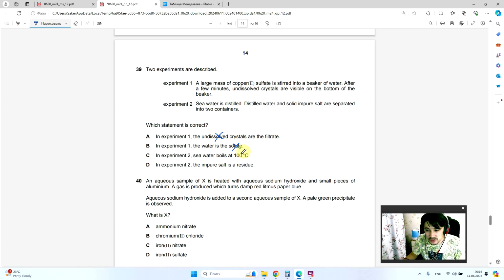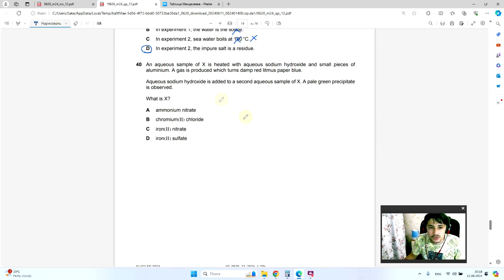Solute is a substance being dissolved. Experiment 2, seawater boils at 100 degrees Celsius. Nope, because of impurities, the boiling point should be higher, so this is not correct. Experiment 2, impure salt is a residue. Yep, so this is a distillation, and impure salts are left in the beaker during the distillation process.